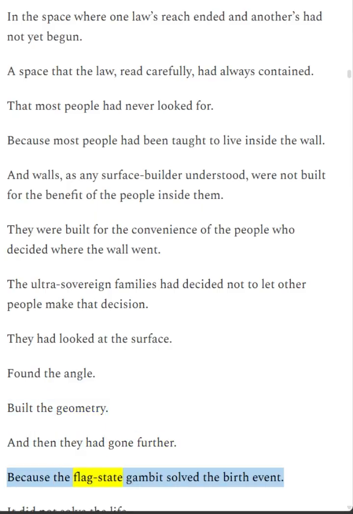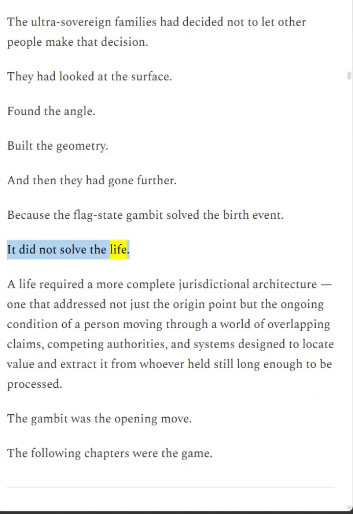Because the flag state gambit solved the birth event. It did not solve the life. A life required a more complete jurisdictional architecture, one that addressed not just the origin point, but the ongoing condition of a person moving through a world of overlapping claims, competing authorities, and systems designed to locate value and extract it from whoever held still long enough to be processed. The gambit was the opening move. The following chapters were the game.